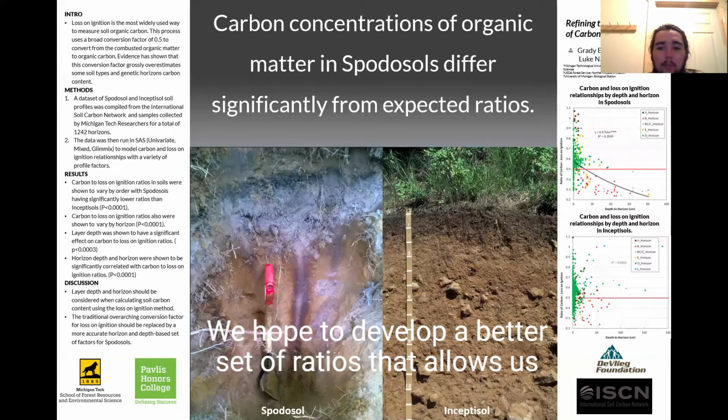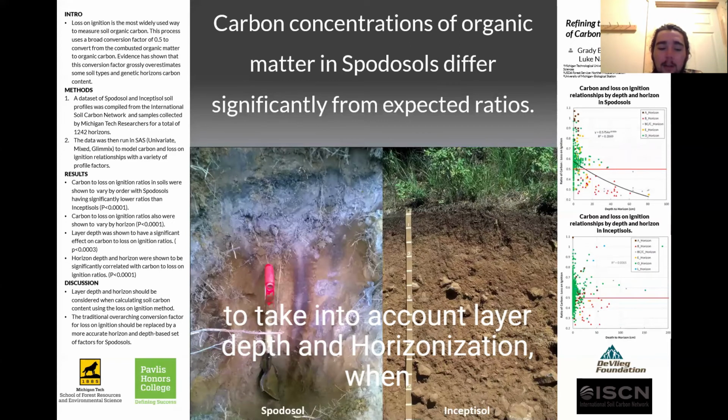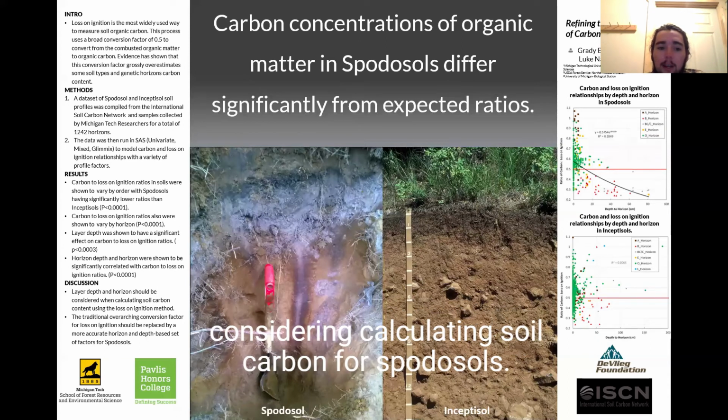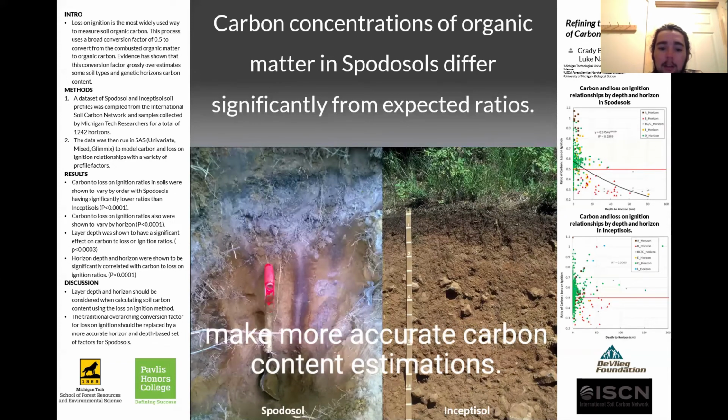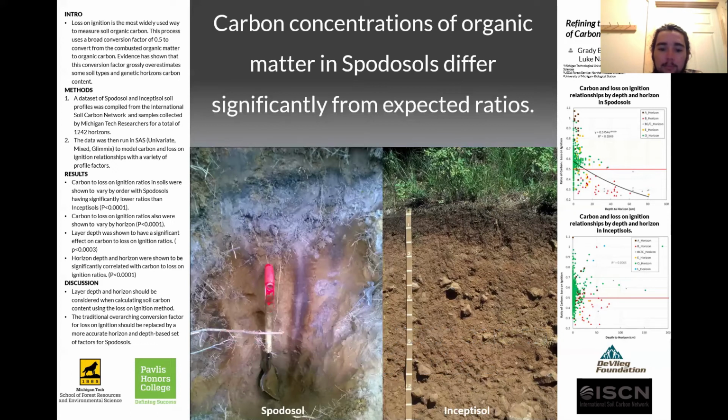From here, we hope to develop a better set of ratios that allows us to take into account layer depth and horizonization when considering calculating soil carbon for Spodosols. We hope this will allow land managers and researchers to make more accurate carbon content estimations.